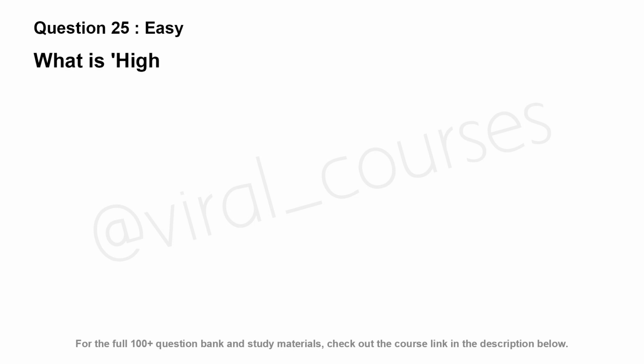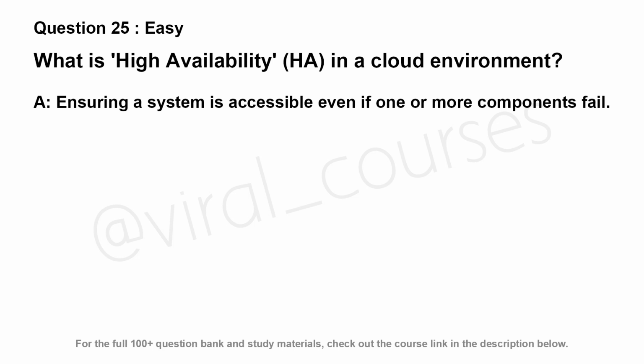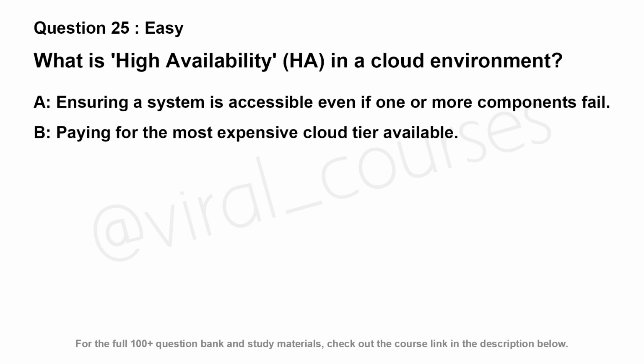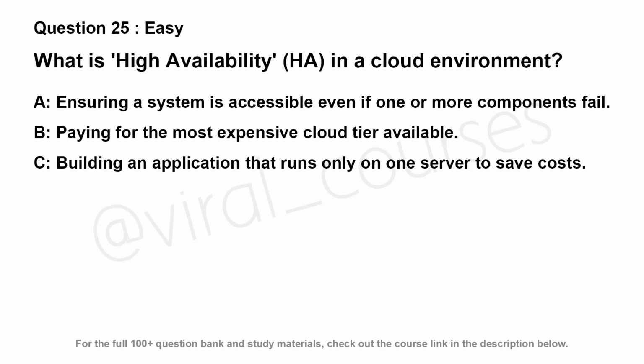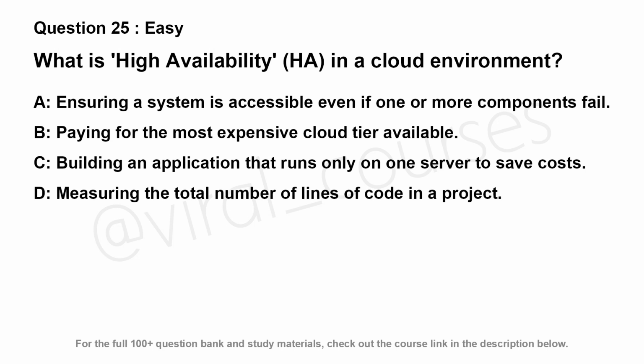What is high availability (HA) in a cloud environment? Option A, ensuring a system is accessible even if one or more components fail. Option B, paying for the most expensive cloud tier available. Option C, building an application that runs only on one server to save costs. Option D, measuring the total number of lines of code in a project.